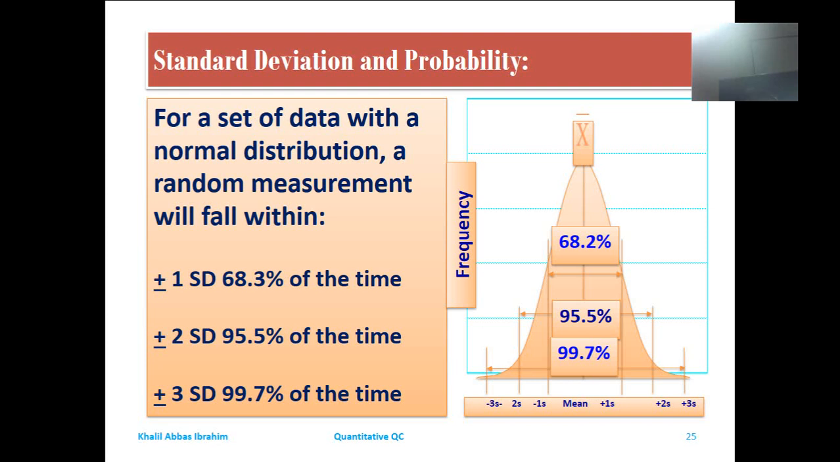And 95.9% of the values fall within a range of plus or minus 2 standard deviations. And 99.7% of the values that you obtain fall within the range of plus or minus 3 standard deviations. That is the normal distribution which we have discussed before in the previous slide.